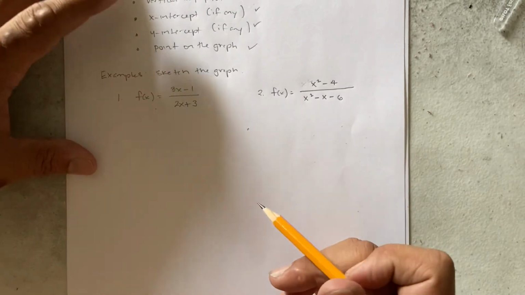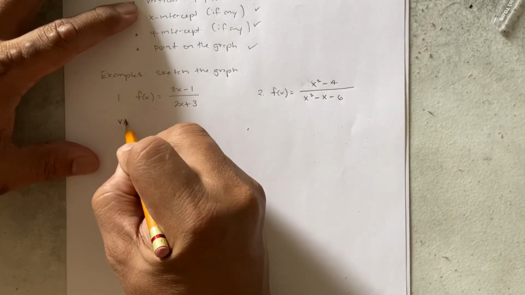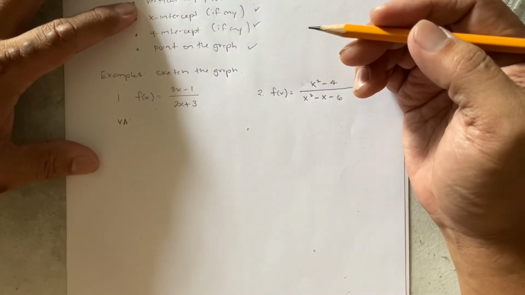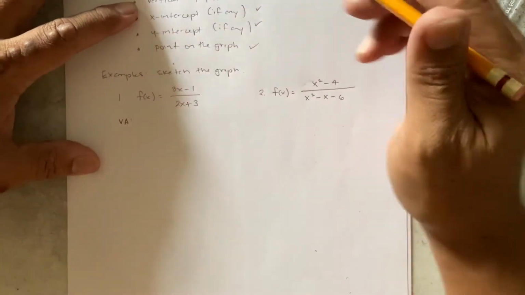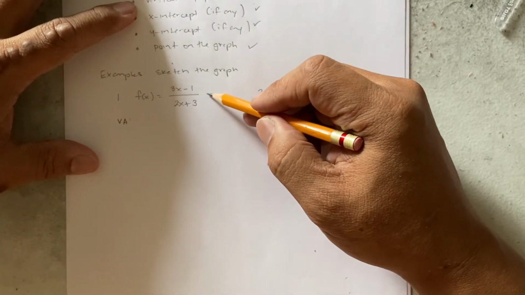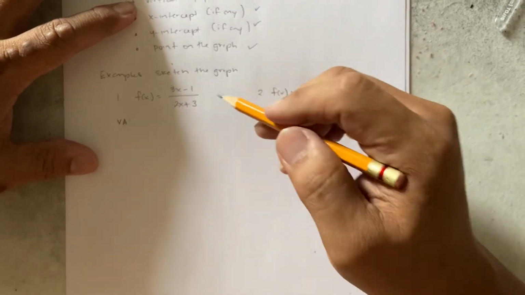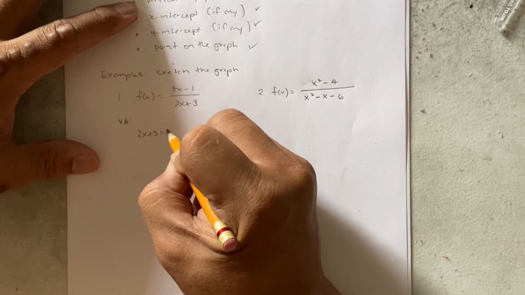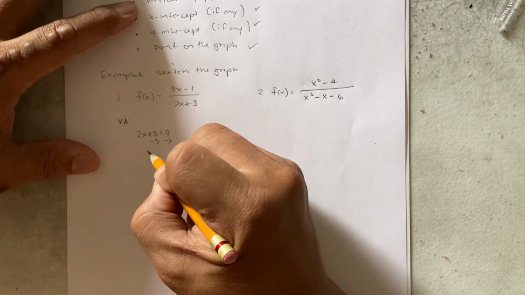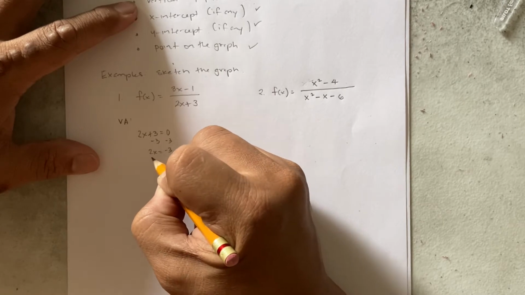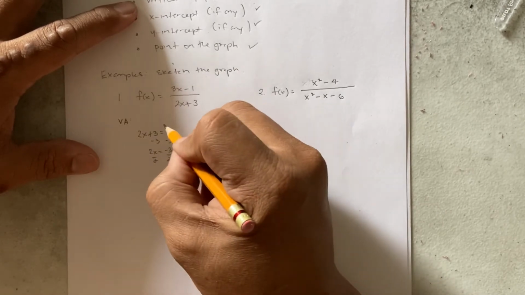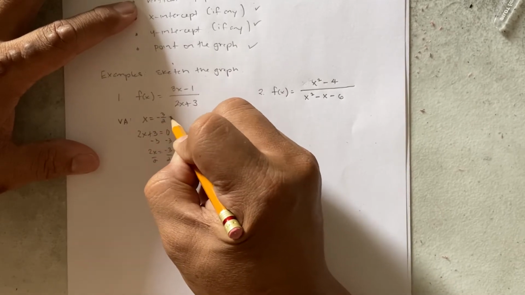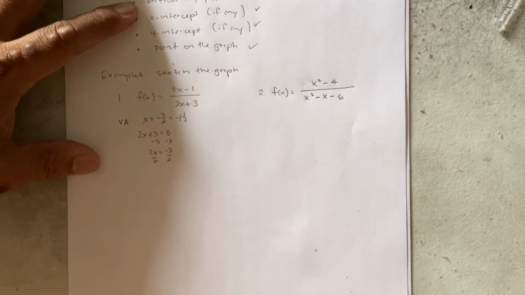First thing we find is the vertical asymptote. I'm going to call vertical asymptote VA. That means the graph can never pass the vertical asymptote. So where is this fraction undefined? It's undefined when the denominator equals 0. So I'm going to set the denominator equal to 0. 2x plus 3 equals 0. Subtract 3, 2x equals -3. Divide by 2, and x equals -3/2, or -1 1/2.